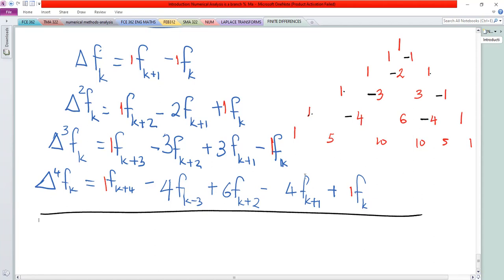So in the next session, we'll discuss the properties of forward difference operator to see how they can be used to simplify some problems. Thank you.